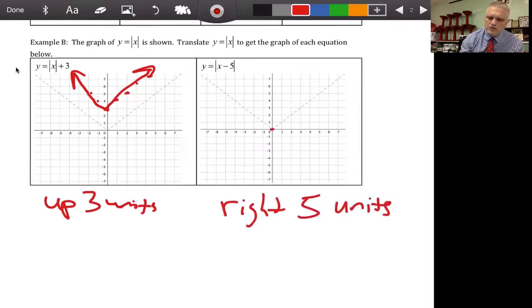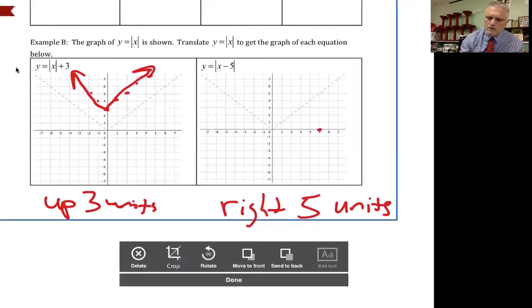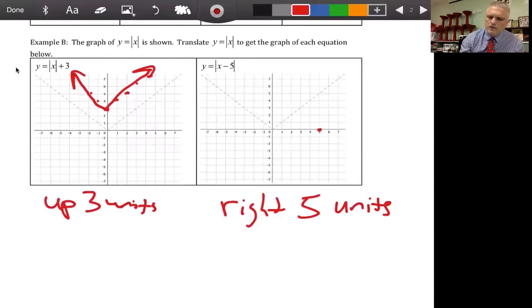So the vertex moves right 5 units to there. And then we can take all these other points. This point can go right 5 units. It's going to be right here. Okay. So all of those points go that way.